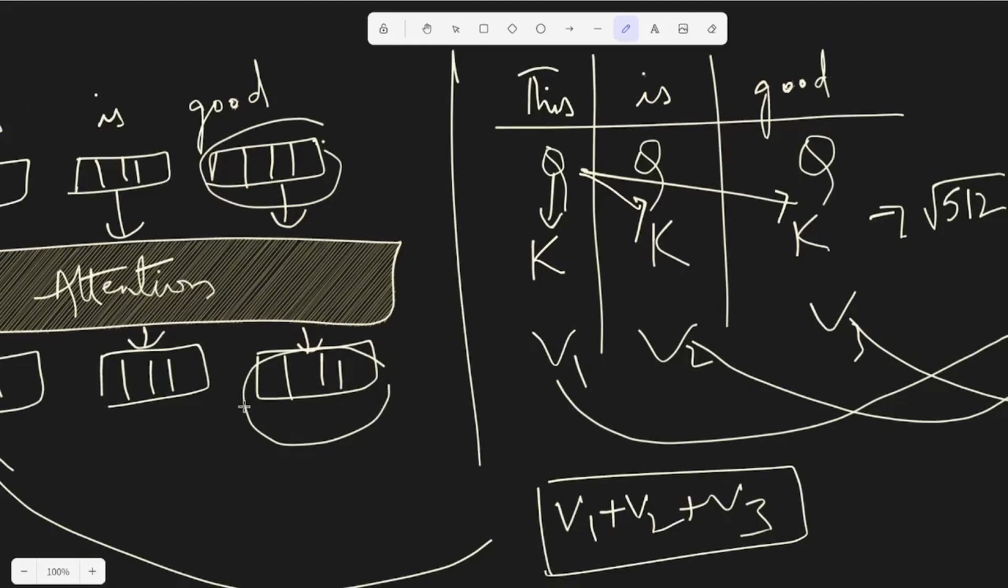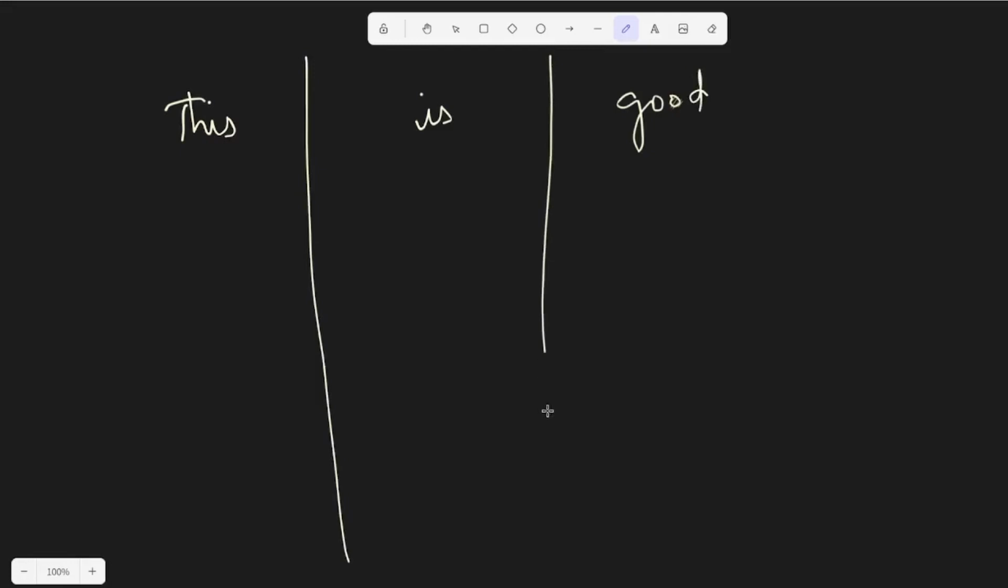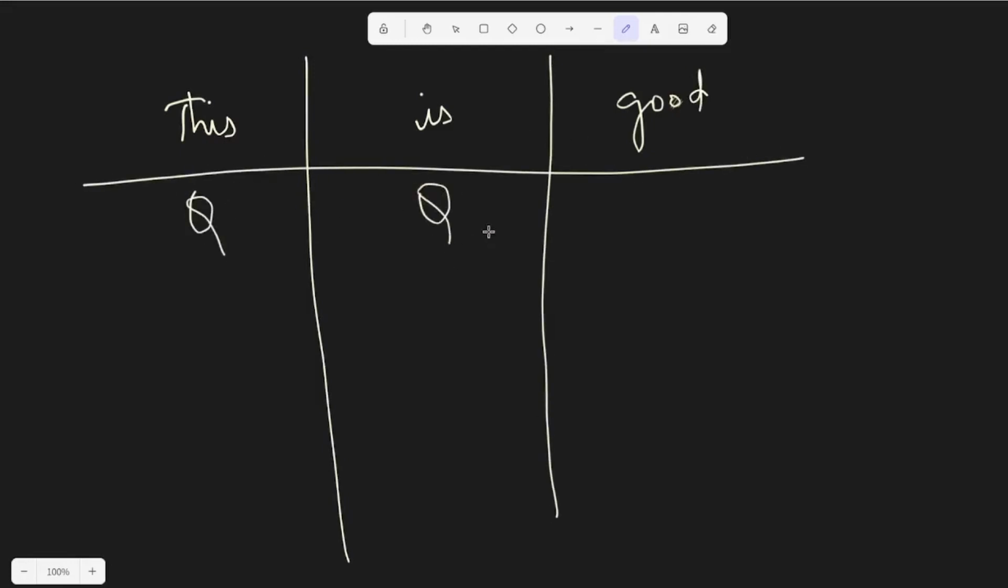Now let's derive the multi-headed attention from this. So let me just go down here. Let's take the same example. This is "good", and let me draw the same thing: we have a query vector, a key vector, and a value vector.